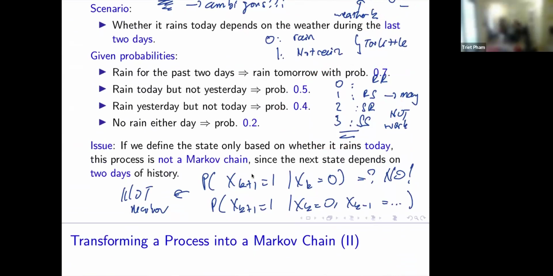They're not the same chain. They're not the same process. We call it X whatever, but one is X, one is Y. They're not the same chain, but they track the same phenomenon. Let's put it that way. So for the same phenomenon, you can encode things differently to arrive at a Markov chain or not.